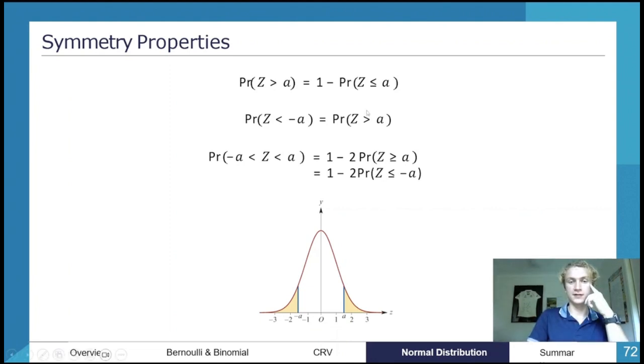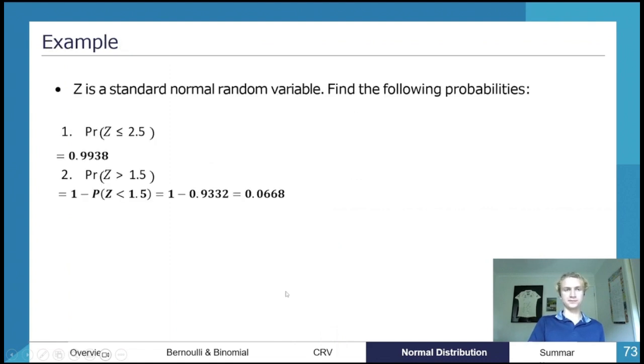So that's kind of represented down here. We've got these two shaded sections, and these two shaded sections actually have the same probability. And then the probability between negative a and positive a is 1 minus 2 times the probability of z being greater than a, or 2 times the probability of z being less than or equal to a, minus 1, because there's two of these shaded sections essentially.